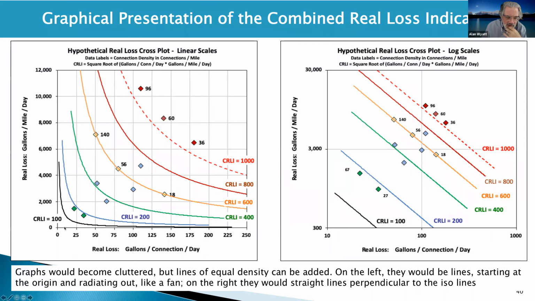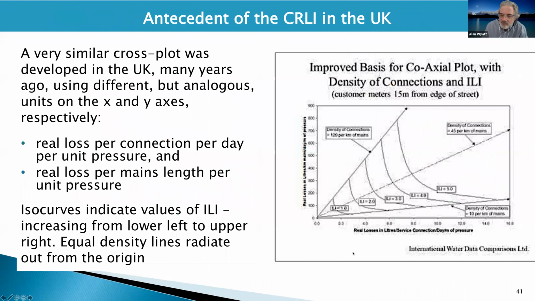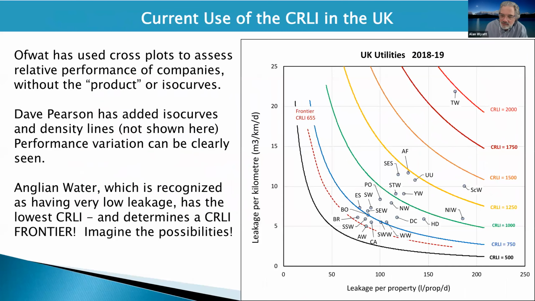Well, as I was saying, this is the area of low density sites, and this is the area of high density sites. Now, if you take a logarithm of both axes, you get lines instead of ISO curves. And if I may jump ahead a little bit, this is something that Dave did on the English utilities using this method. Anglian Water sets the frontier.